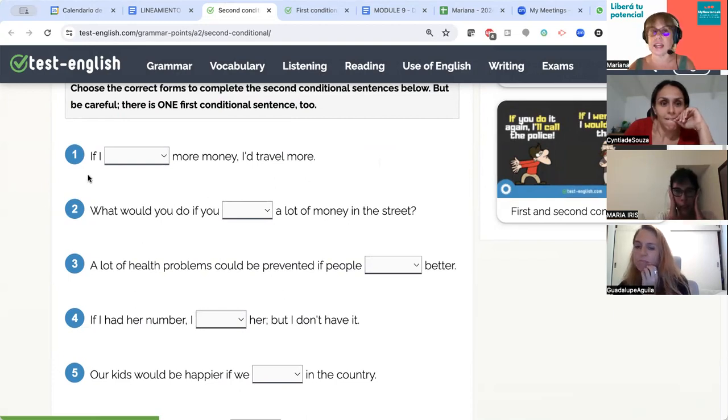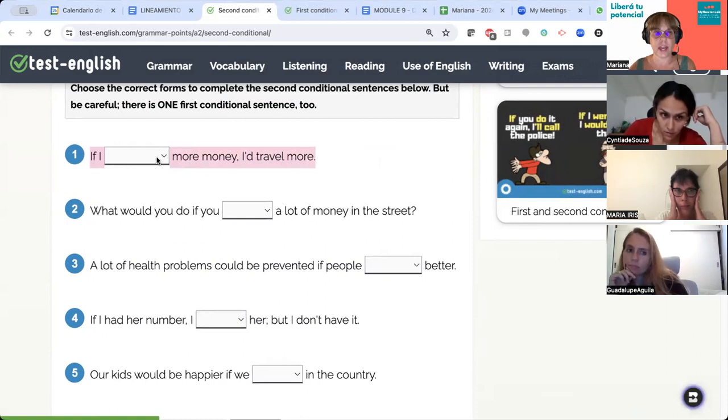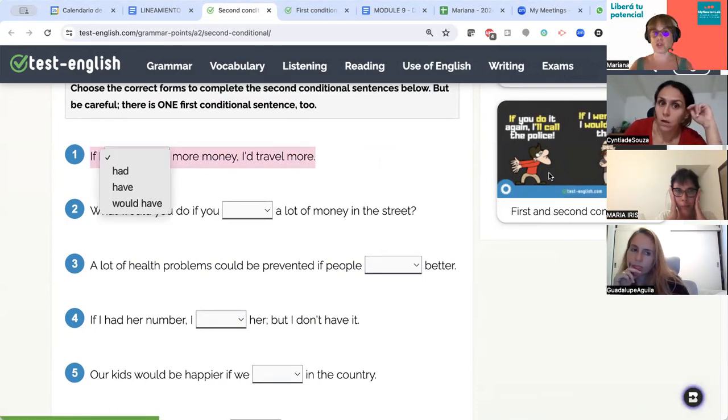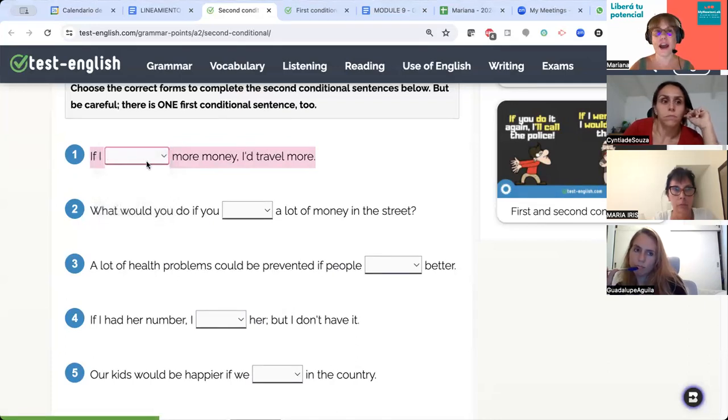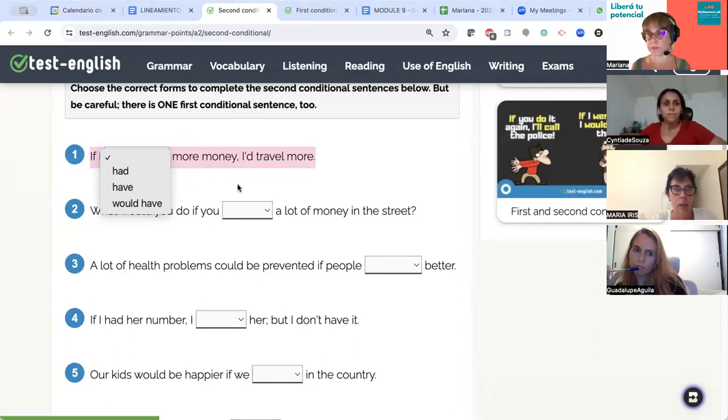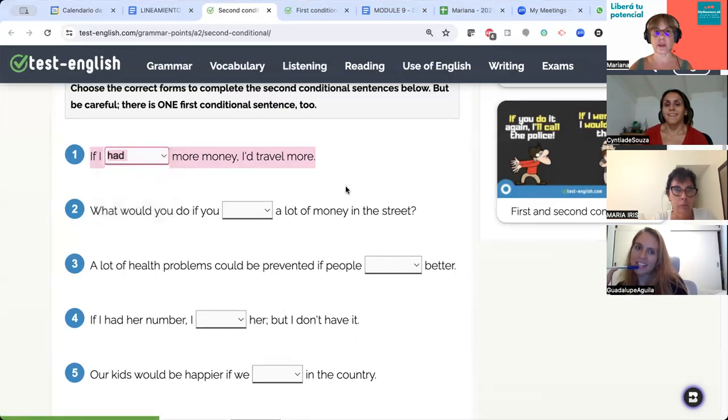So, look at this sentence, and choose the correct part. If I had more money, I'd travel more. Okay, Cynthia says this one: if I had more money, I traveled more. Do you agree with Cynthia? Yes. Yes, here we have the would, no? So here we need the past. Okay. Easy.